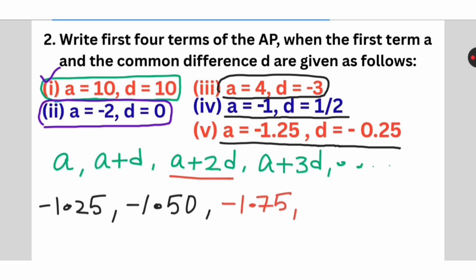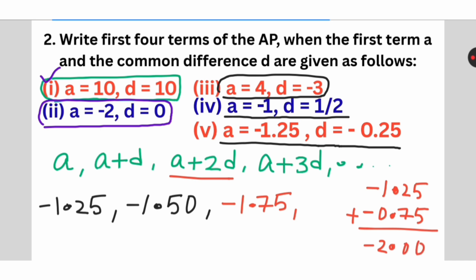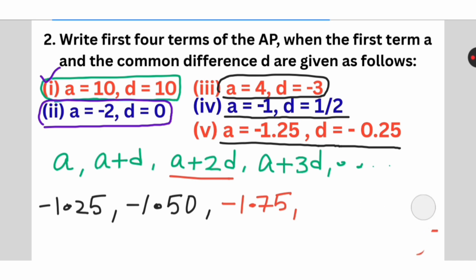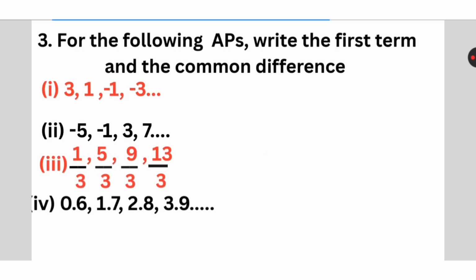The fourth term is going to be A plus 3D. So A is minus 1.25 plus 3D: if you multiply D by 3, then we get minus 0.75. If you add, then we get minus 2 only. So the fourth term is going to be minus 2. These are the first 4 terms of this fifth question. Let's see another question. For the following APs, write the first term and the common difference.